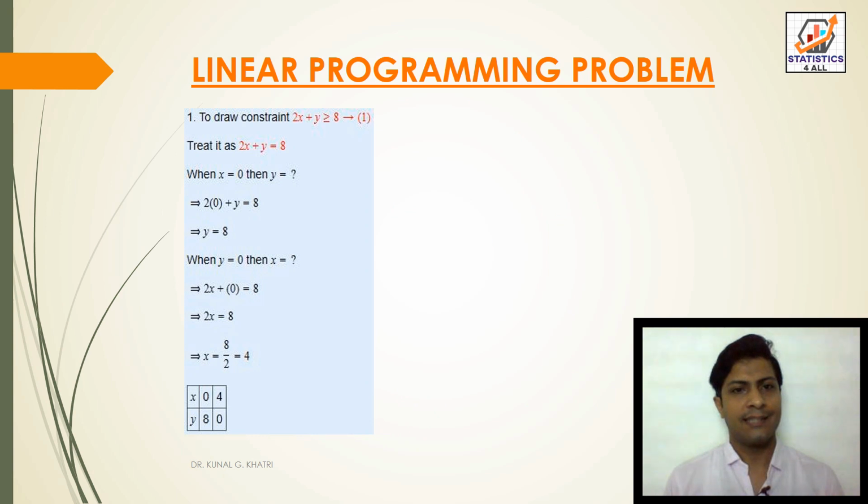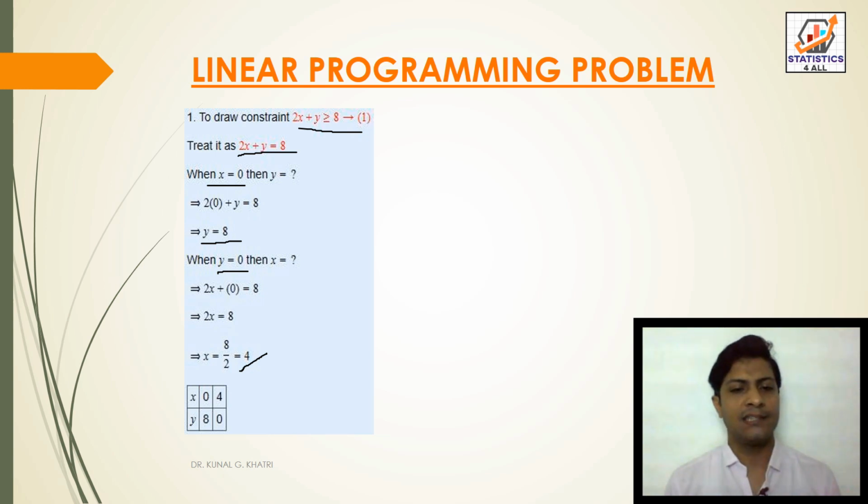To draw constraint 2x plus y greater than or equal to 8, that is the first equation, we treat it as 2x plus y equal to 8. When putting x equal to 0 in the above equation, we have 2 into 0 plus y equal to 8, therefore y is equal to 8. And when putting y equal to 0, 2x plus 0 is equal to 8, 2x is equal to 8, therefore x is equal to 8 by 2, equal to 4.